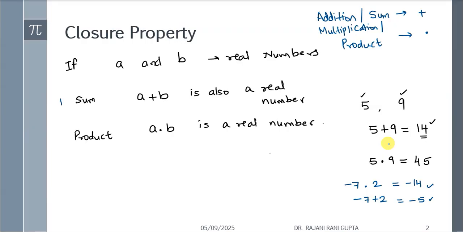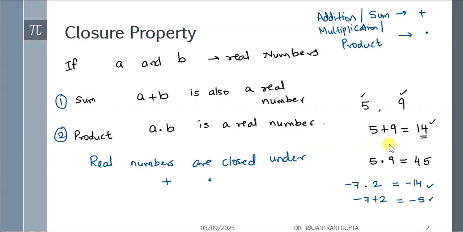So the closure property says that the sum and the product of two real numbers is also a real number. So we say that real numbers are closed under addition and multiplication. I'll use addition for plus and multiplication for the dot. This is the closure property, property number one.